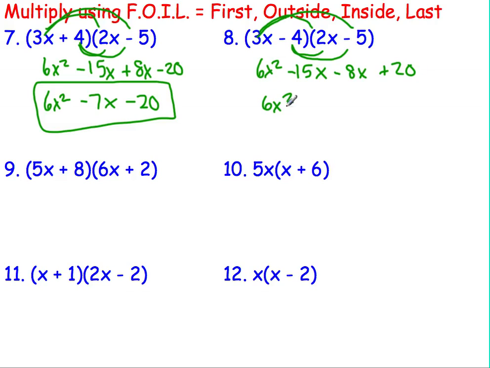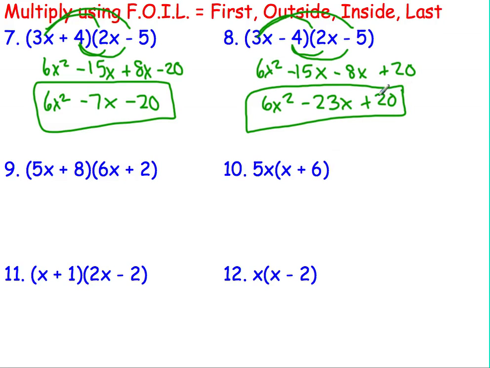When I combine like terms, I still have 6x squared. That's the same. And I'll have negative 23x and plus 20. So that little minus sign changed two of our terms pretty dramatically. Let's see what else happens.